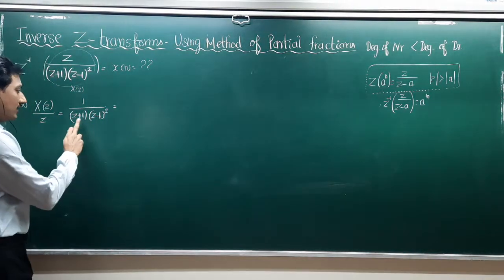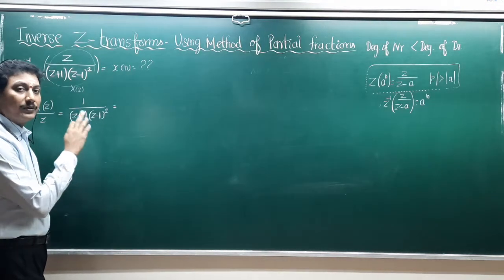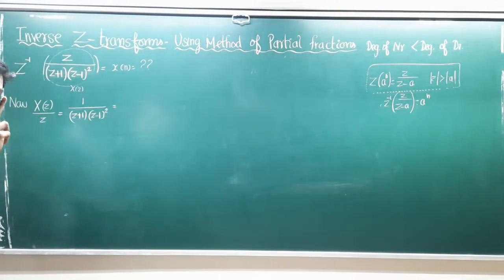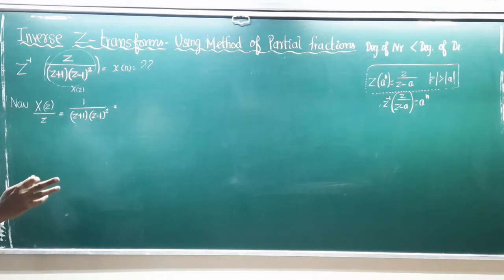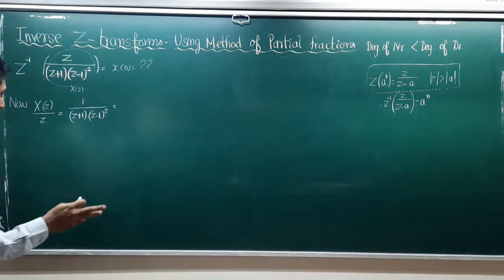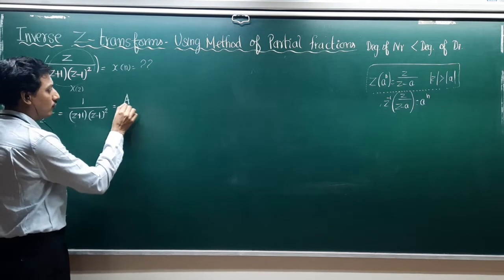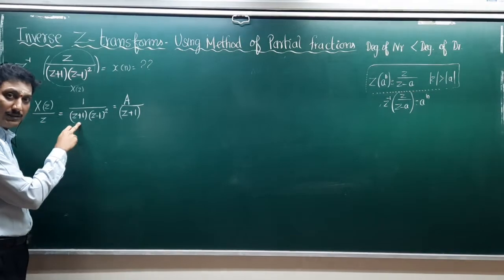And can you tell me what is the degree of the denominator? 3. So 3 means we have to use 3 arbitrary constants. The number of degrees is equal to the number of arbitrary constants. So let us apply the method of partial fractions to this term. To the first linear factor z plus 1, we introduce one constant, that is a by z plus 1 for the first constant.